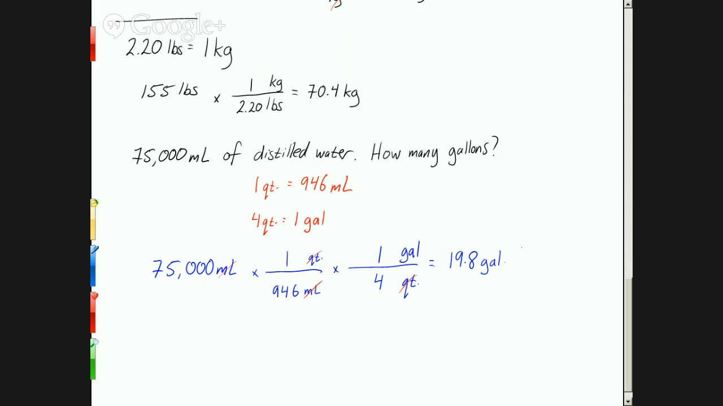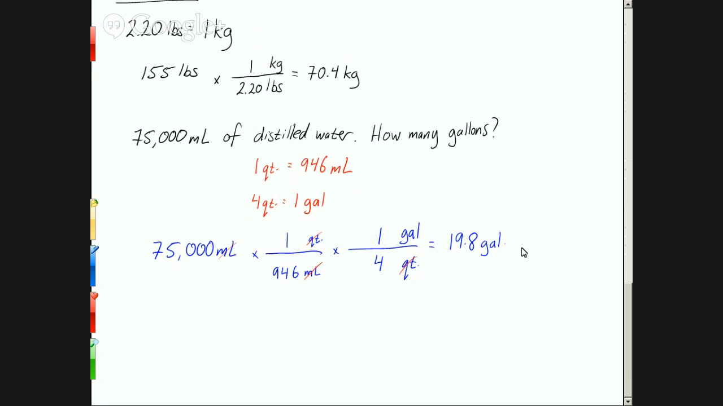All right, want to try one on your own? Maybe with friends? So did you divide the 75,000 by 946 and then convert that into gallons? Right. So you can do this because multiplication is associative. You can go 75,000 divided by 946 equals, and then that divided by 4, or you can just put it in one big string. Just keep hitting the divide sign.